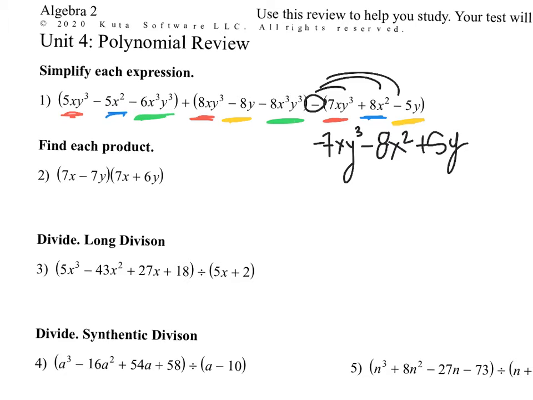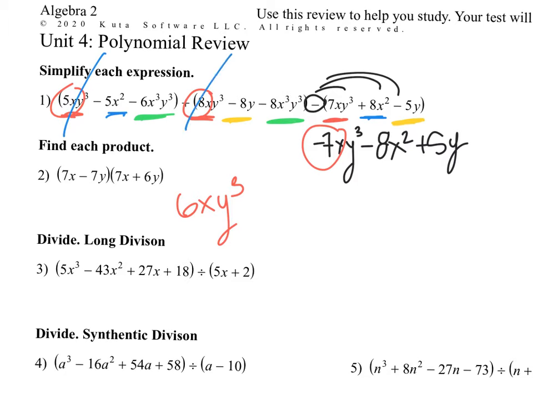Okay, let's take care of the red ones first. So 5 plus 8 plus negative 7. Well, 5 plus 8 is 13. 13 minus 7 is 6xy cubed. Okay, actually, I knew I was going to run out of space. Let's do the blue one.